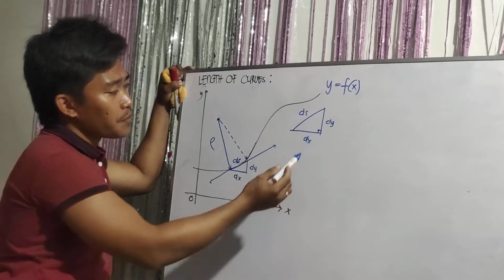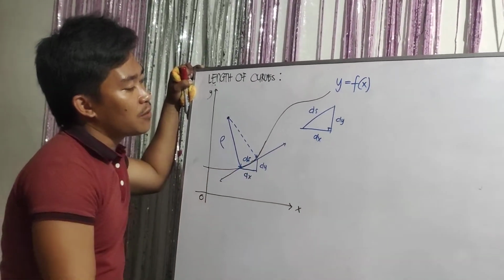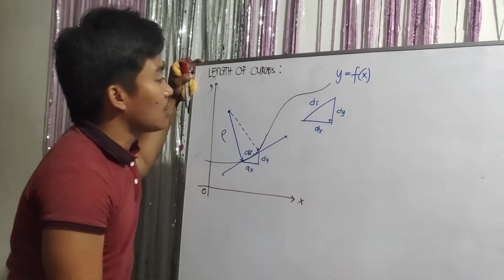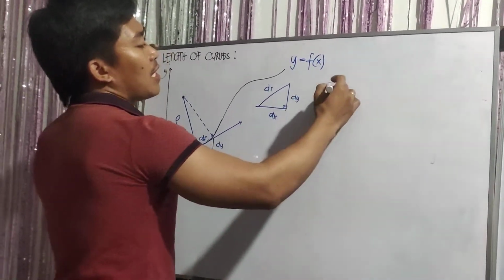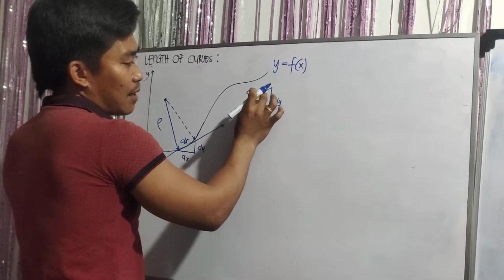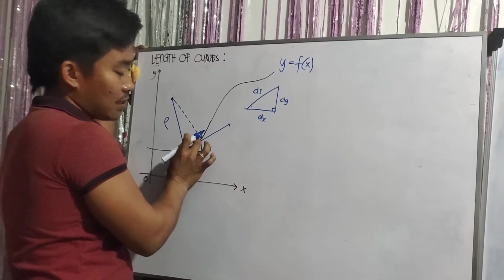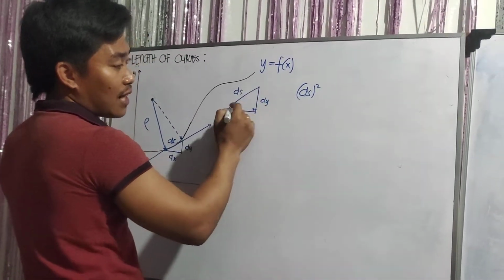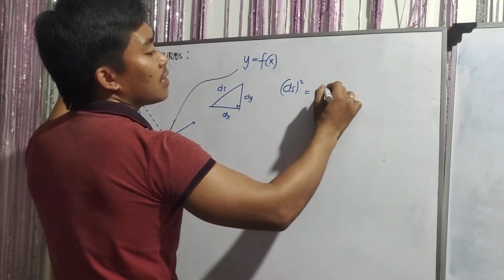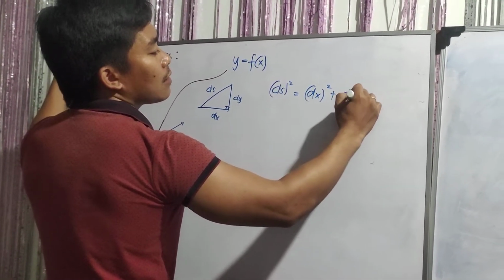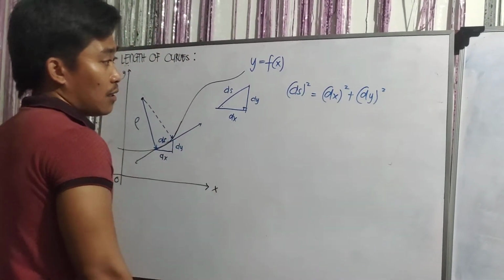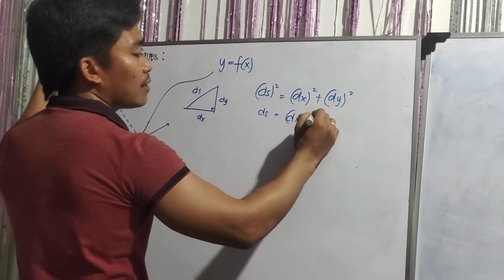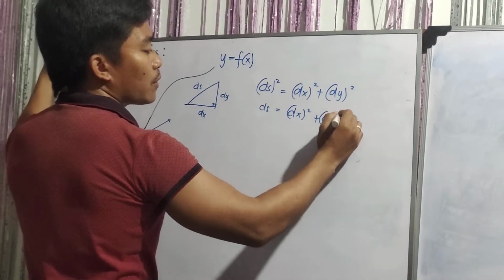Of course, dahil right triangle yan, pwede ko naman gamitan ulit ng Pythagorean formula. Okay? So if you use the Pythagorean formula, this length ds, which represents the length of the curve of this sample, ds squared, which is the hypotenuse of the triangle, is just equal to what? dx squared plus dy squared. Okay, ds is just the square root of dx squared plus dy squared.